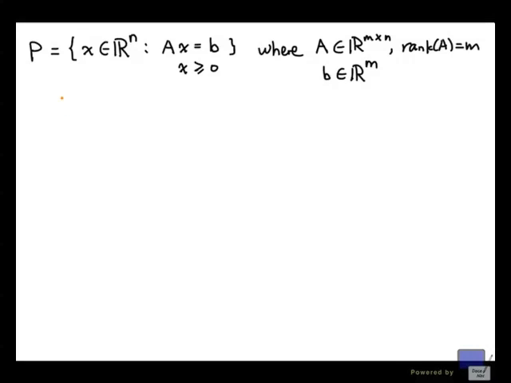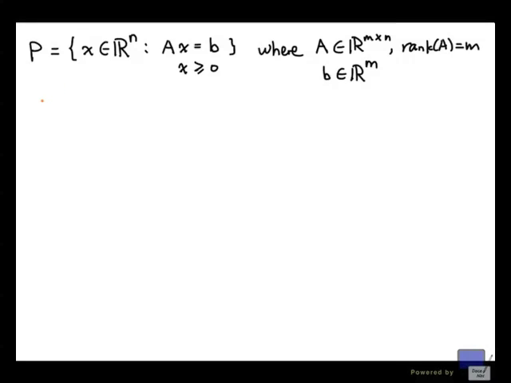There are a couple of reasons why we want to look at polyhedra in standard form. The first is historical. Polyhedra in standard form are the kind of polyhedra that people look at when they study linear programming. The second is, as we'll see, there is something convenient about using polyhedra in standard form.